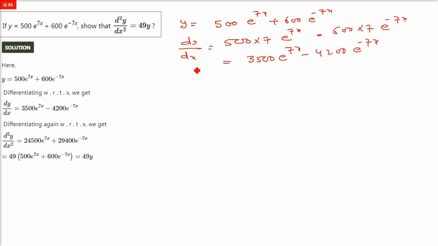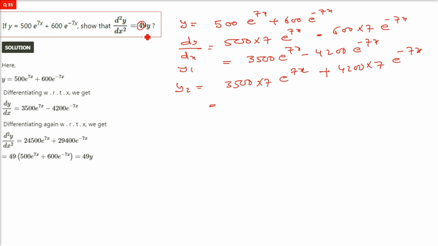So this is dy by dx. You can call it y1. y1 is dy by dx. Now y2 is d2y by dx2. So again differentiating 3500 e raised 7x will be e raised 7x. There will be 7 also, because 7x differentiation is 7 only. Again I know that negative is going to come, so minus minus plus 4200 e raised minus 7x. Differentiation of minus 7x will be minus 7. So just write minus, we have already handled, so into 7.